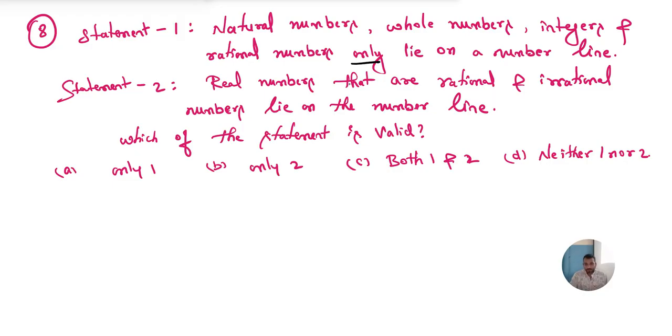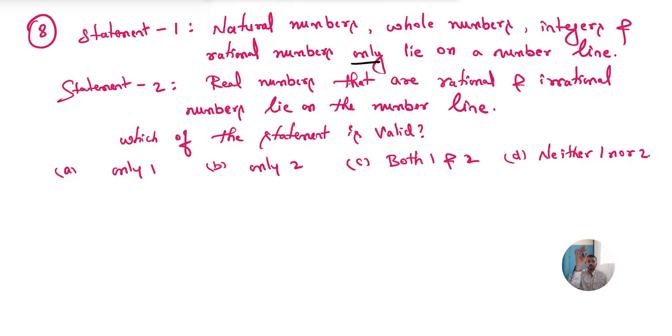Statement 2. Real numbers that are rational and irrational numbers lie on the number line. Which of the statements is valid? Valid means true, which is correct. Option A, only one is correct, means only statement 1 is correct. Option B, only statement 2 is correct. Option C, both statement 1 and statement 2 are correct. Option D, neither 1 nor 2, both are wrong.